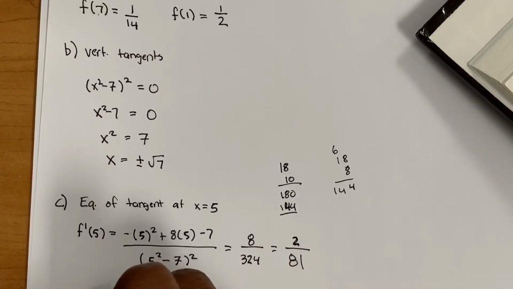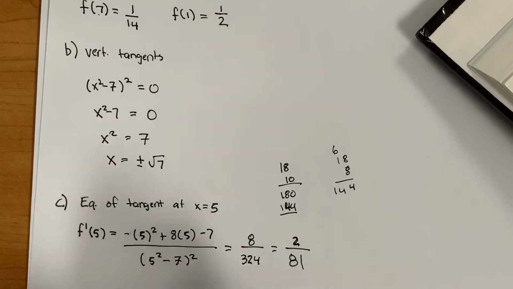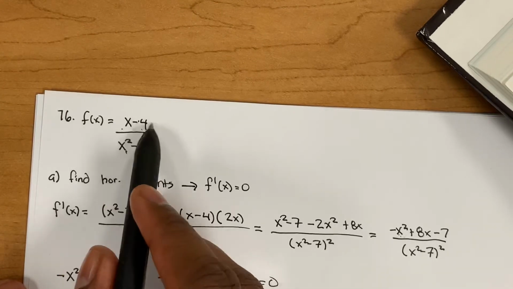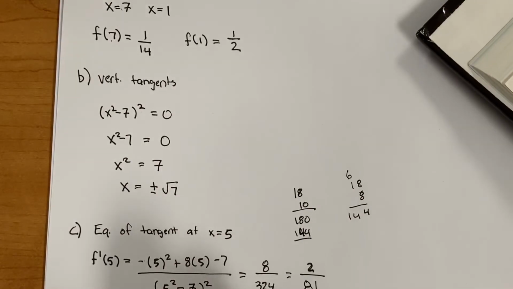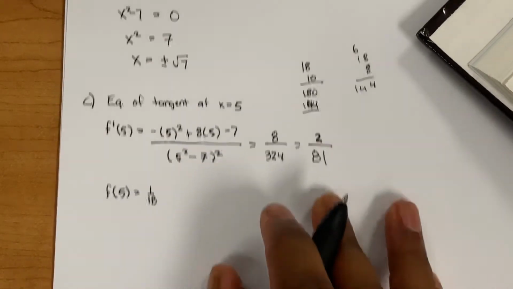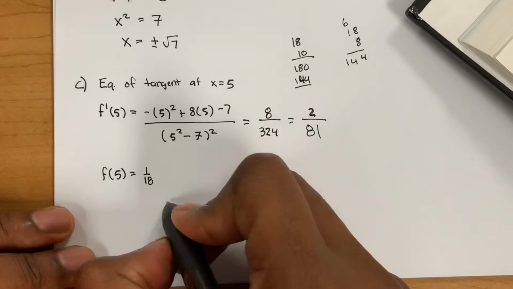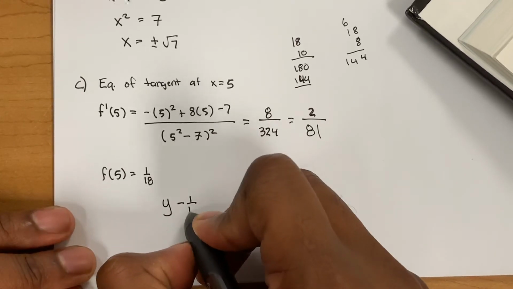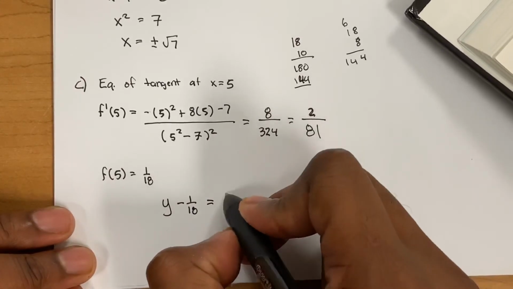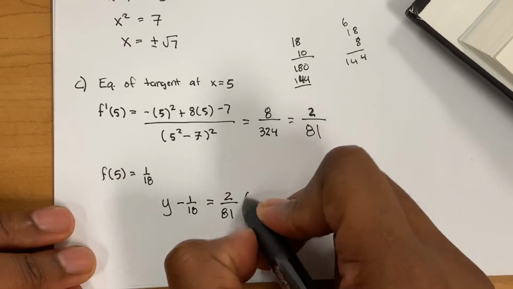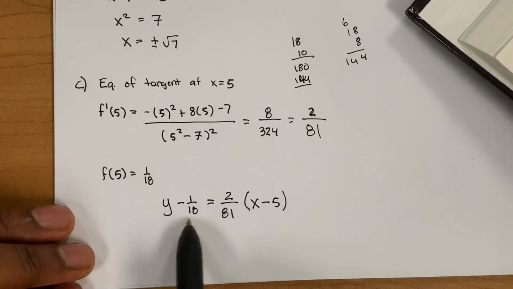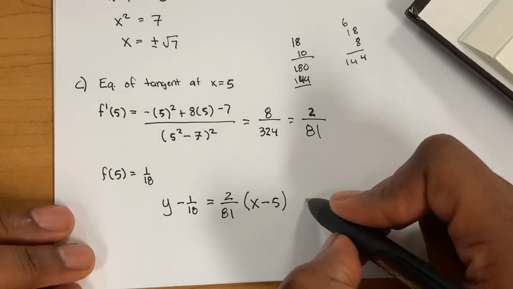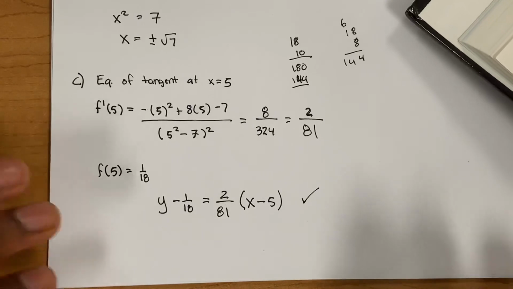So then f of 5 is going to equal, we have to substitute 5 back into the original. That's going to be 1 over 25 minus 7, which is 18. So f of 5 is 1/18th. So the equation of the tangent line would be y minus 1/18th equals 2 over 81 times x minus 5. And if we wanted to, we can get rid of this and put it in standard form, but we're going to say this is sufficient because we have very ugly numbers.